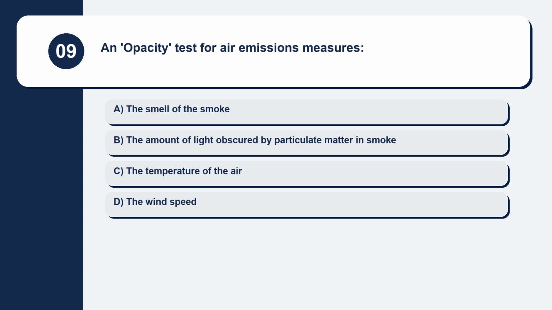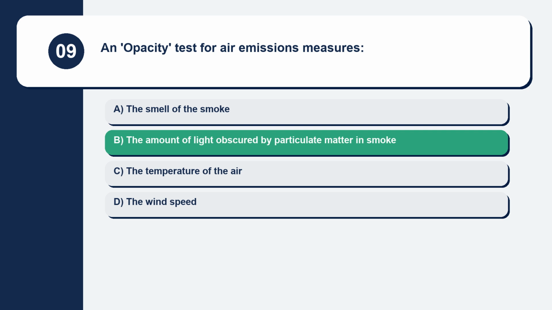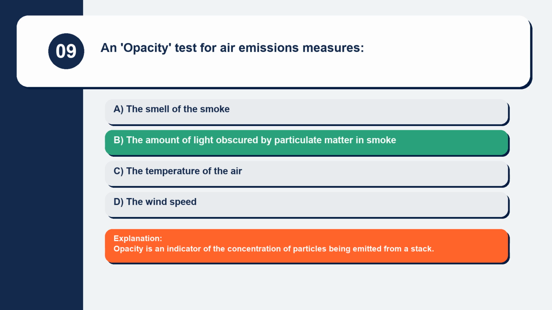Question 9. An opacity test for air emissions measures the smell of the smoke, the amount of light obscured by particulate matter in smoke, the temperature of the air, the wind speed. Opacity is an indicator of the concentration of particles being emitted from a stack.